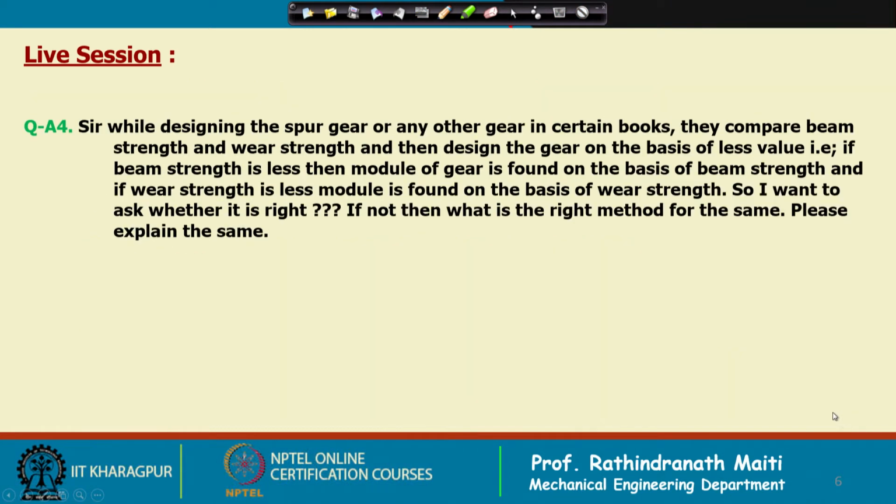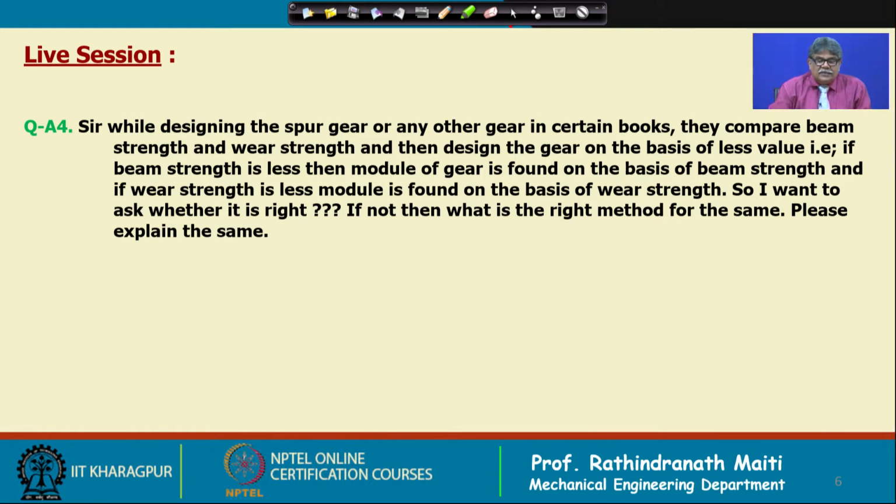Now, next question: while designing the spur gear or any other gear, in certain books they compare beam strength and wear strength and then design the gear on the basis of the lesser value. If beam strength is less, then the module of the gear is found on the basis of beam strength, and if wear strength is less, the module is found on the basis of wear strength. So, I want to ask whether it is right, if not, then what is the right method for the same? Please explain. Now, I would say the methods are the same.